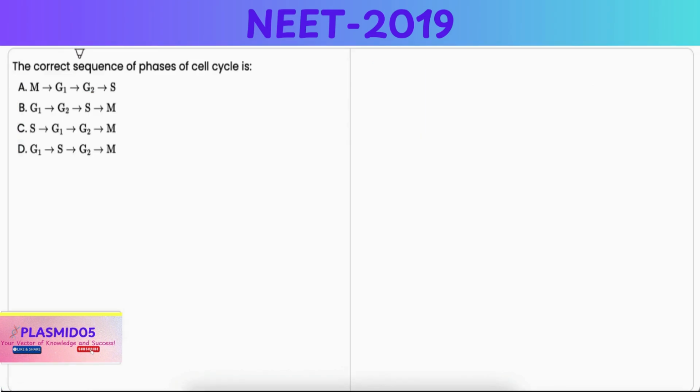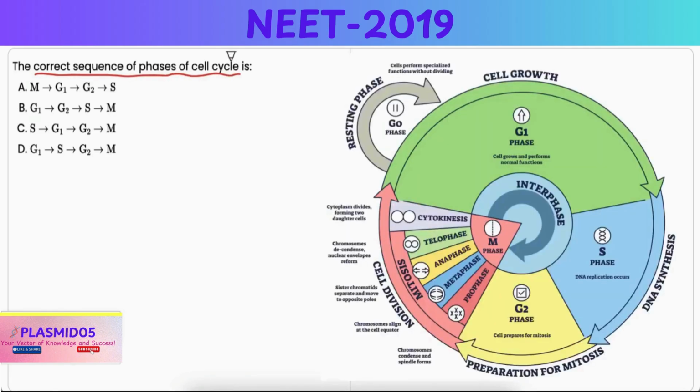In this question, you have to identify the correct sequence of the phases of the cell cycle. Now, the correct sequence of the phases of the cell cycle is G1, followed by S phase, followed by G2 phase, and followed by M phase. In G1 phase, that is the gap 1, the cell grows and synthesizes proteins and organelles in preparation for DNA replication. Then in S phase, that is the synthesis phase, DNA replication occurs, resulting in the duplication of chromosomes.